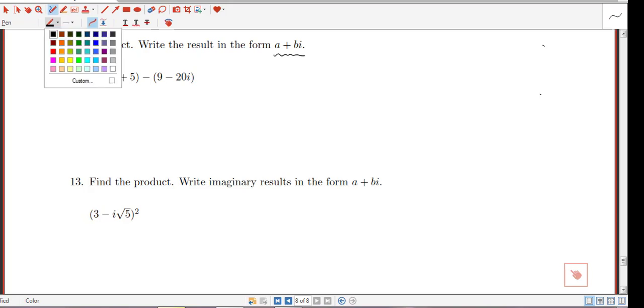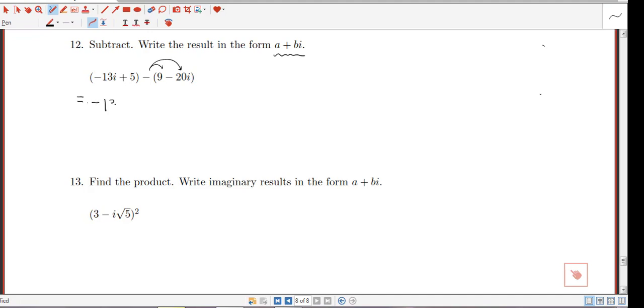Okay, so let's do this. So all you have to do is this. Your job is to drop the parentheses. So when you drop the parentheses, remember, you're going to have to distribute the minus sign in. So don't forget to do that. That's another common mistake. So here you're going to have negative 13i plus 5 minus 9. Right here, be careful. Negative is going to become positive. Why in the heck did I write that positive so big? Okay, I'm trying to stress that you don't make that mistake. And then here you're going to have what? 20i.